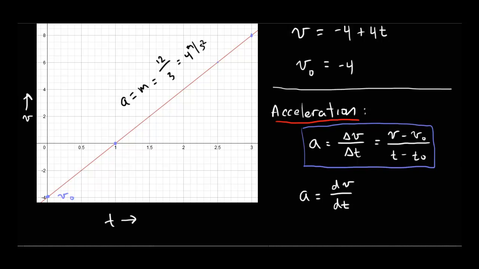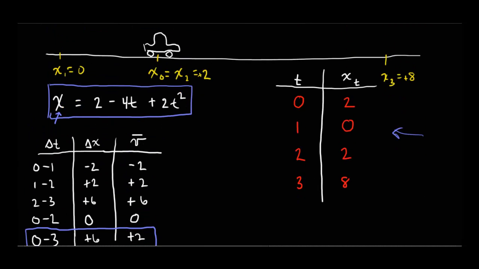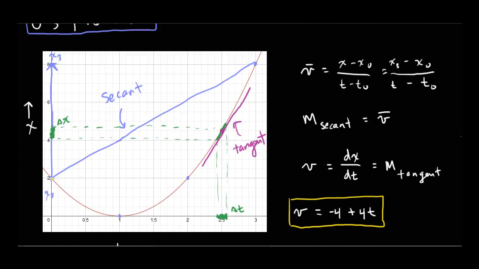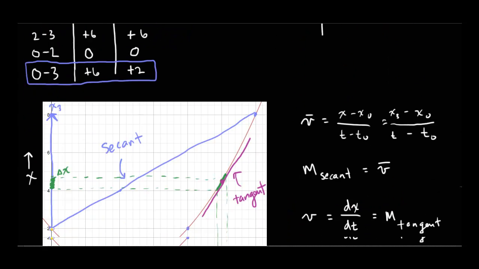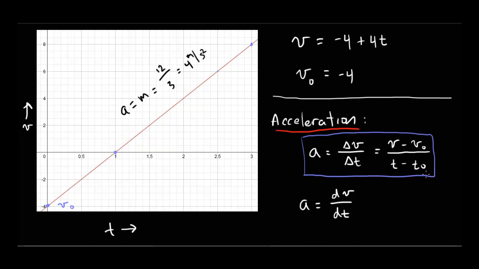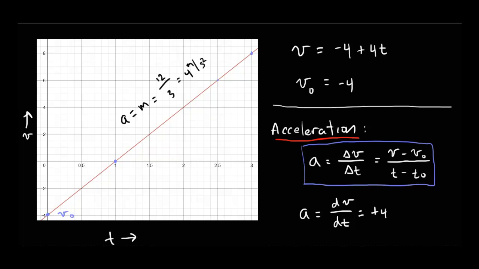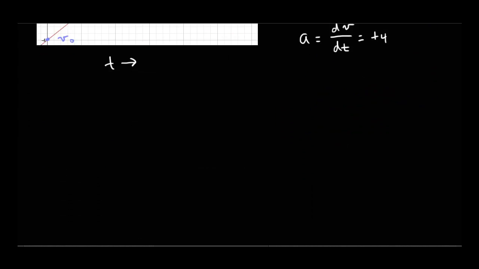Let's imagine that we hadn't done all of this work. Let's imagine we didn't know anything about the position or the velocities here, and all I told you was you have a car, and the car is accelerating at positive 4 meters per second squared. Let's imagine that that's all we're given. The acceleration is positive 4. Could you work backwards from that information to figure out something about the velocity or the position or the displacement? And the answer, of course, is yes.